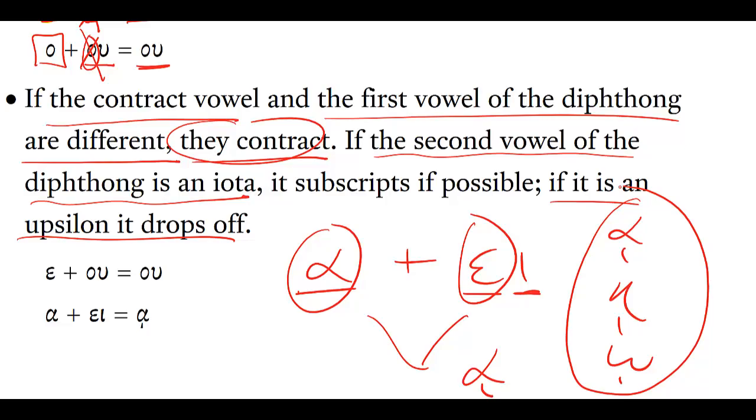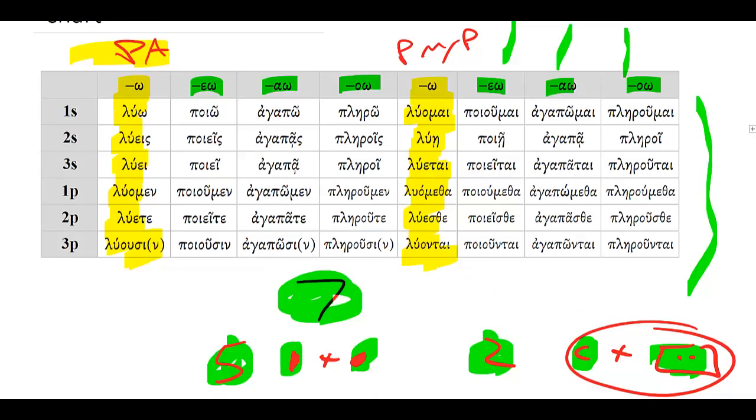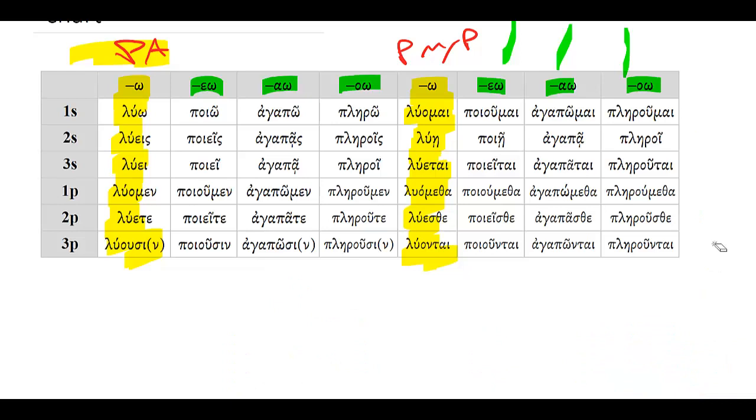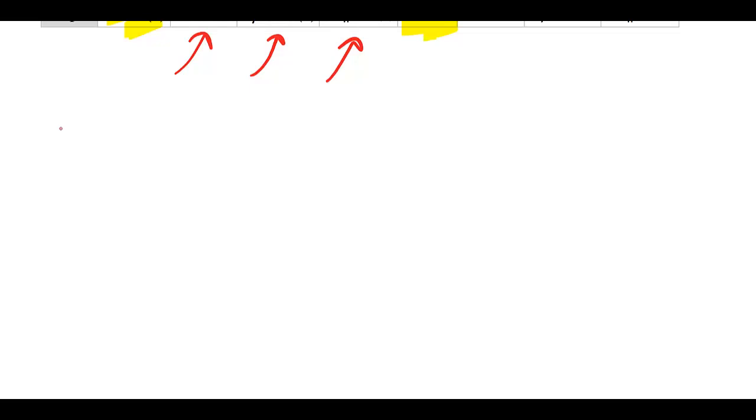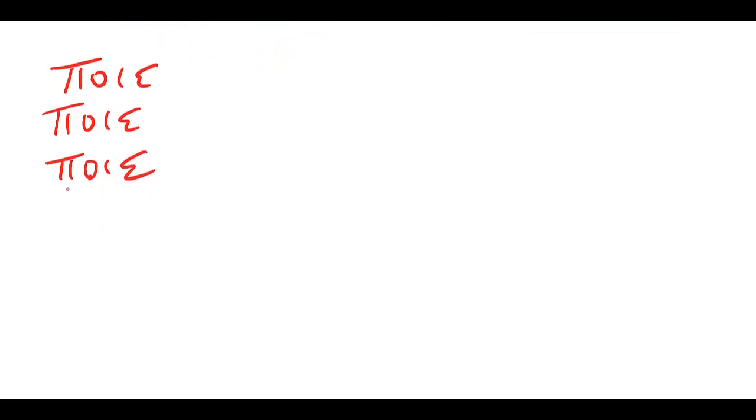All right, so let's play around with this a little bit, right? Let's see how well this works. Let's do it with poieo first, and then if we have time, we'll do it with agapao and then pleirao. And you'll see how those seven rules really work amazingly well to talk about these different combinations. So here's our contract verb poieo. It's an epsilon contract verb, and we're memorizing that artificial stem so that we'll know that what's really combining in all these forms is poie.